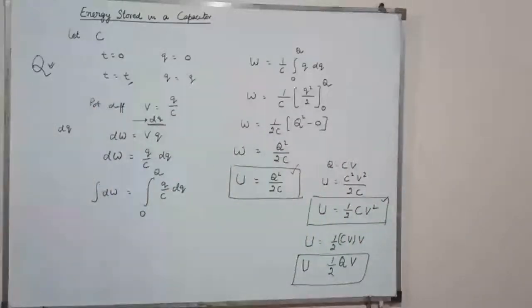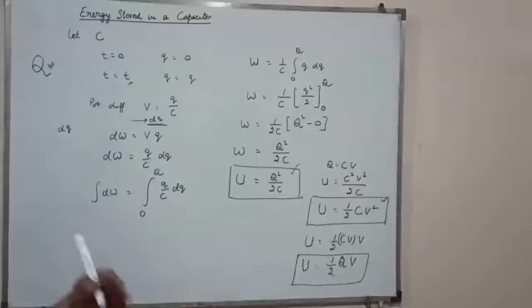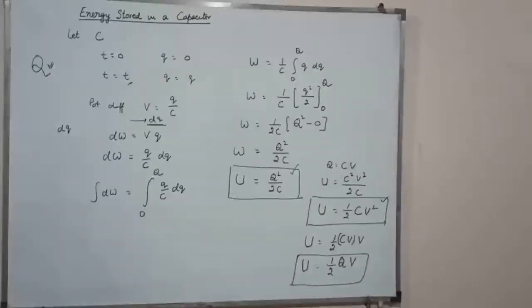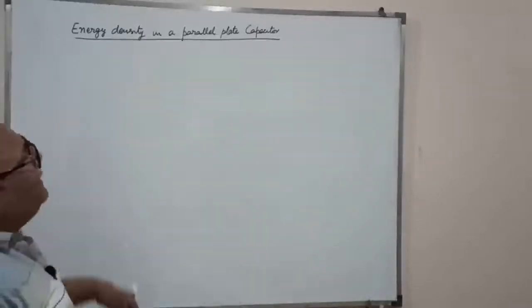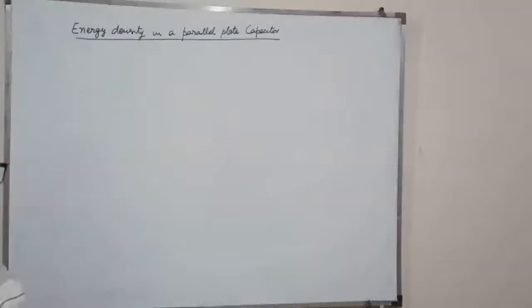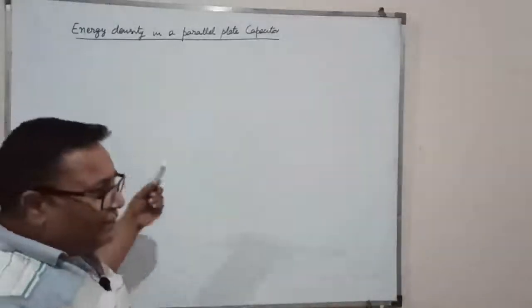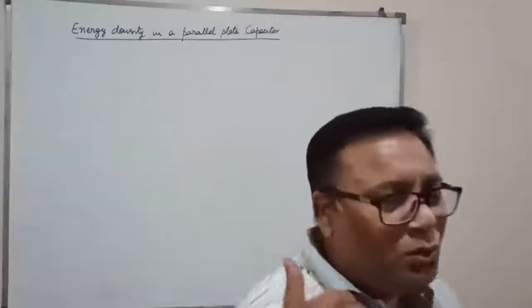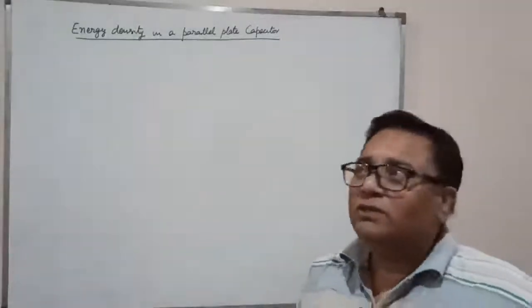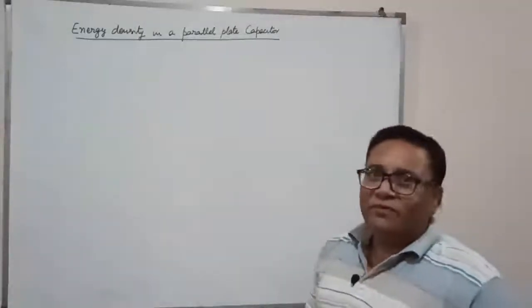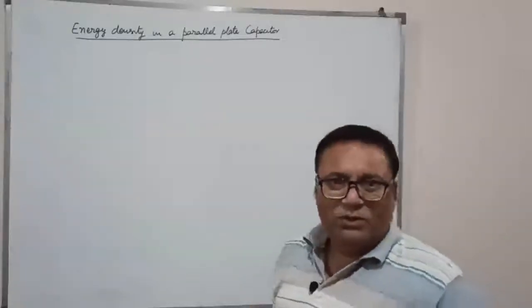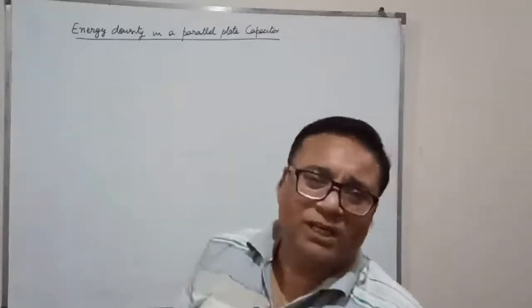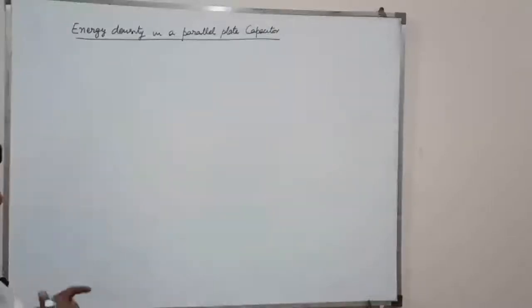Then the next topic is the energy density of a capacitor. Clear? Now the energy density of a parallel plate capacitor. It is defined as the total energy stored per unit volume of a capacitor, means total energy stored per unit volume of the capacitor. Then how can we calculate it?